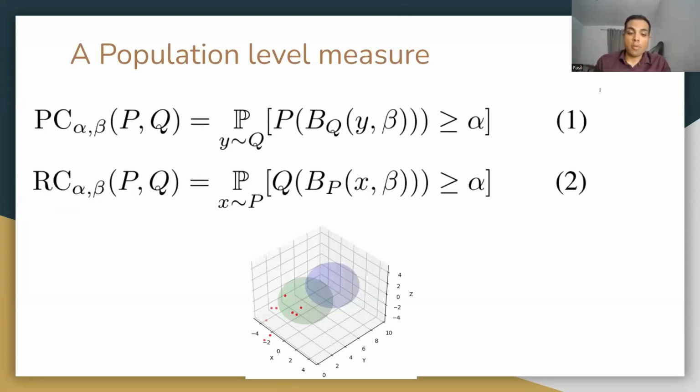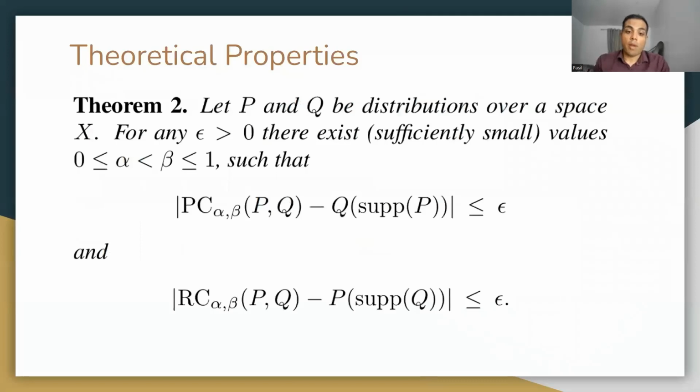Now, if you look to the figure at the bottom, we can see in this simple example, the green ball has enough probability mass with respect to the red distribution. However, the blue ball doesn't. This simple example motivates our search to highlight regions with sufficient probability mass with respect to both distributions. A nice property of our population level measure is that it also seems to converge to the joint support of the two distributions given sufficient samples.